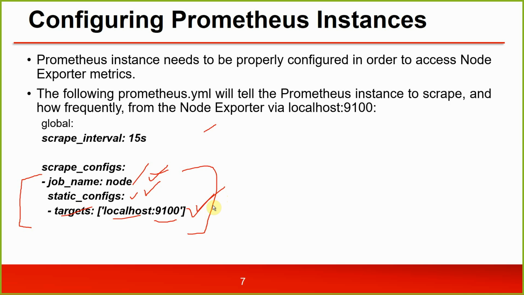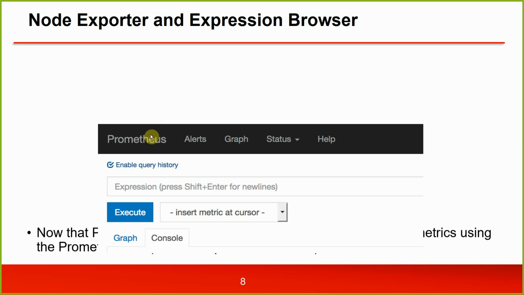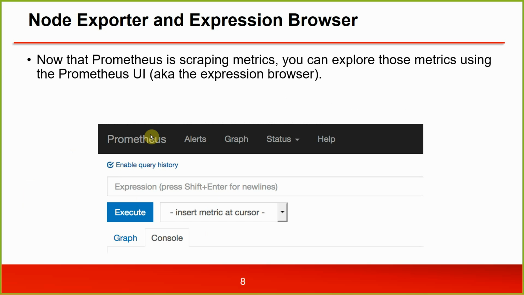I configured it in a similar way, and this is a global setting. 15 seconds is the default. After every 15 seconds it's going to go and collect that metric. You can configure it to 5 seconds, 1 second, 3 seconds, whatever is comfortable to you, whatever your requirement is, with the default scrape interval. After that, Prometheus is scraping the metric.